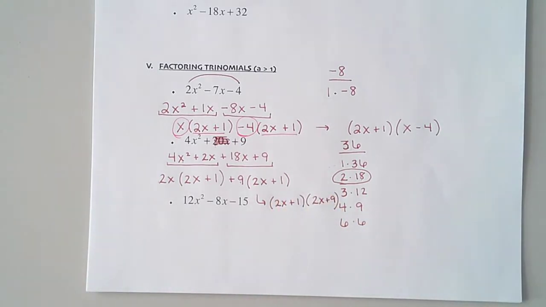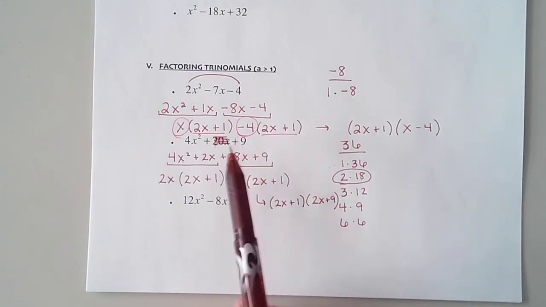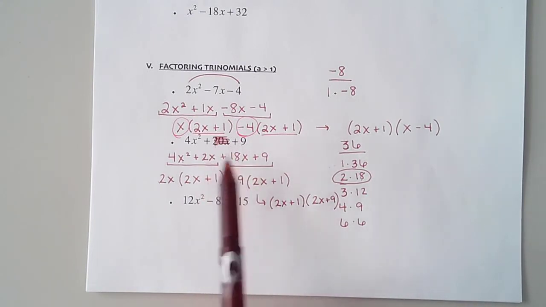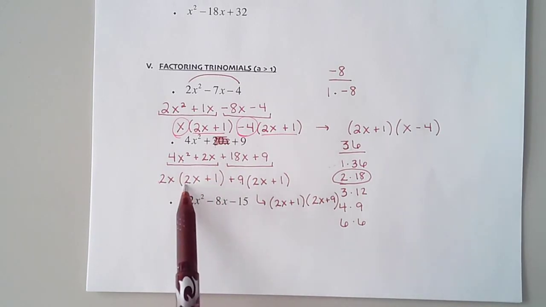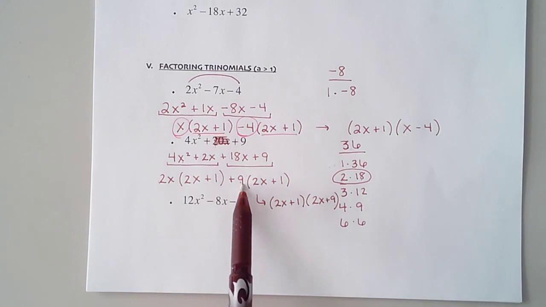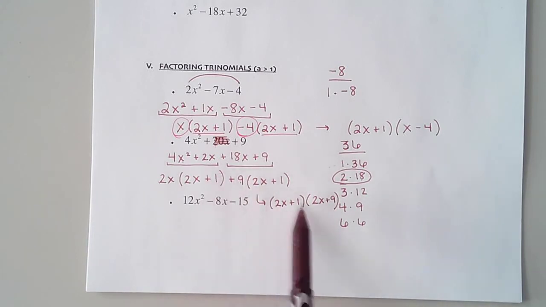Okay. So what I was saying before is if I had switched and put the 18x here and the 2x here, what would have happened is the 2x plus 9 would have ended up in the parentheses here, and the 2x plus 1 would have ended up on the outside. But your two parentheses down here would still be exactly the same. So that's what I mean when I say it doesn't matter.